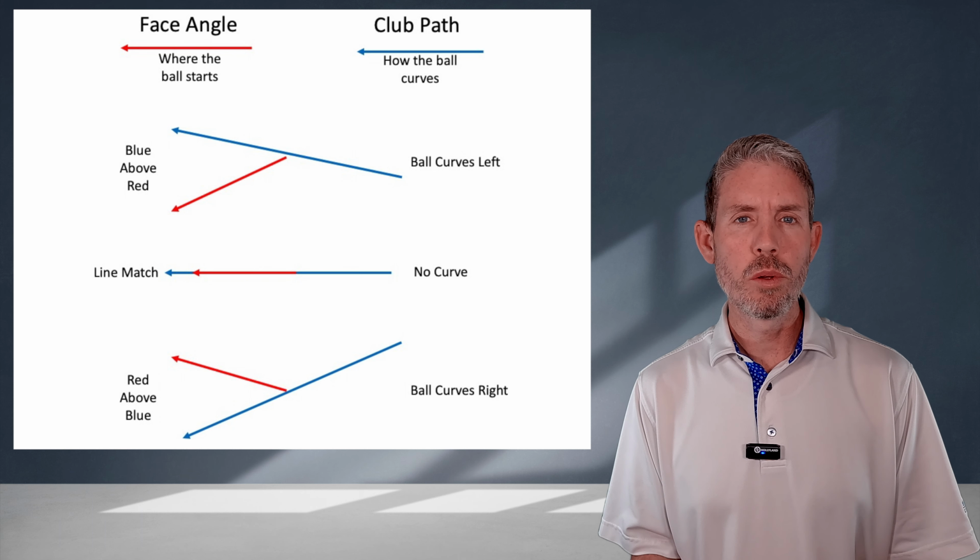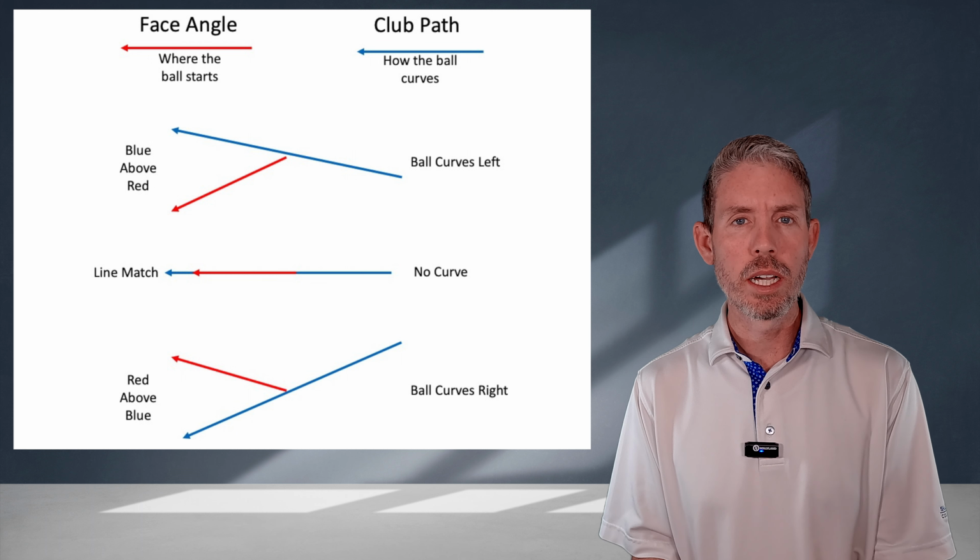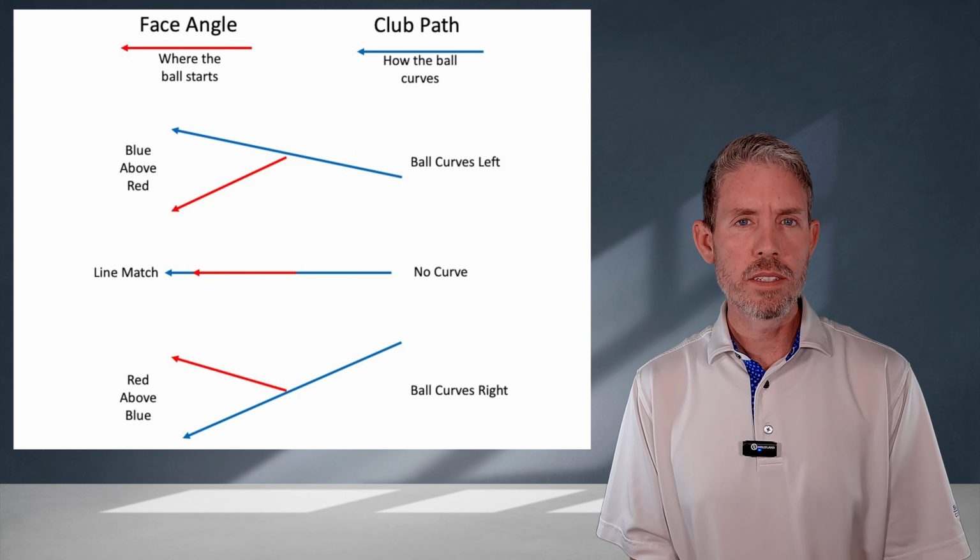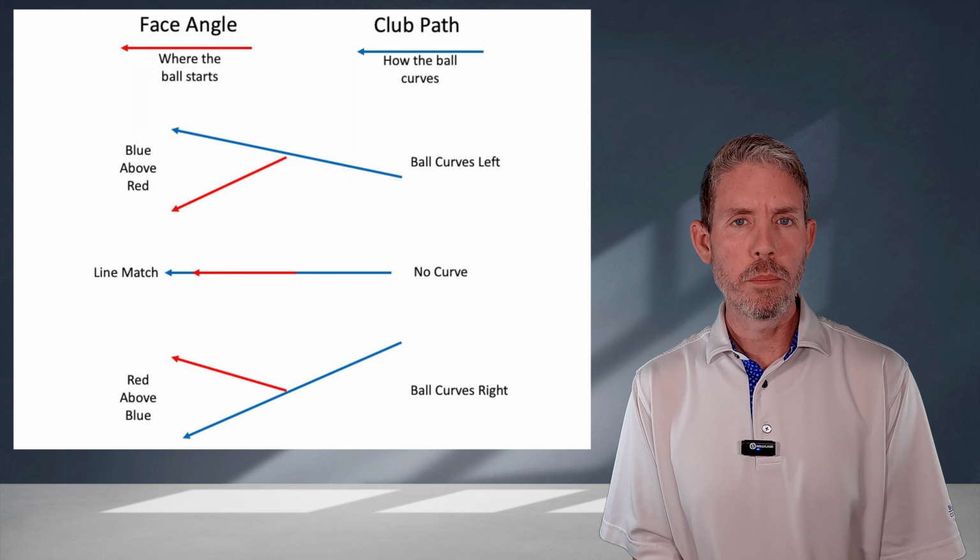In the first example, the blue line, or the club's path, is above the red line, or the face angle, and in this instance the golf ball would curve to the left. In the second example, the red line and the blue line match each other exactly, meaning that there will not be any curve to the golf ball.